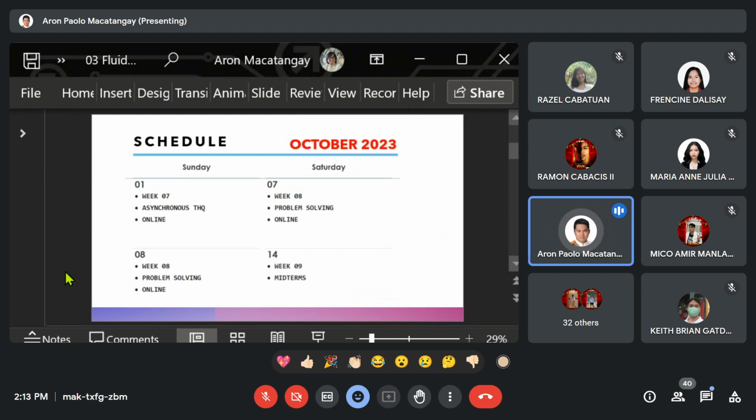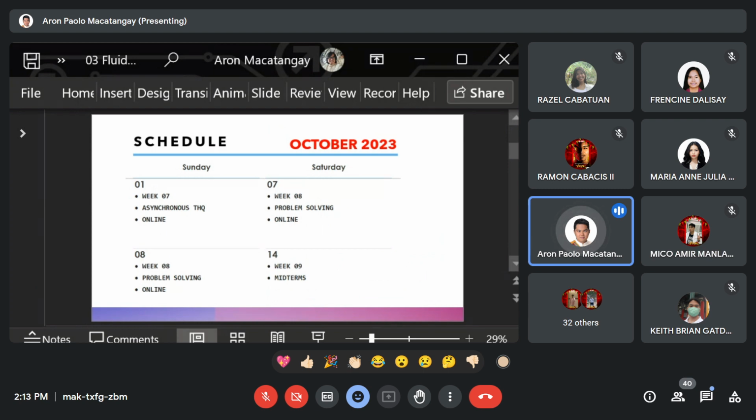Next is October na. So October 1 would be an asynchronous take-home quiz, about Pascal's law and pressure measurements. The weekend after that is problem solving, both Saturday online and Sunday online.